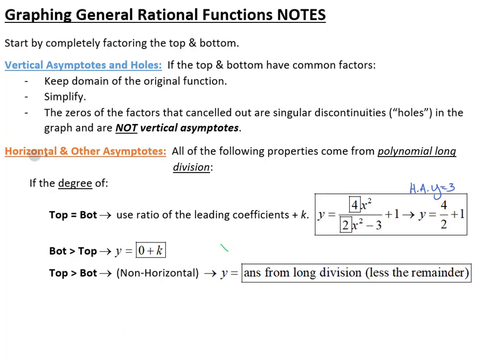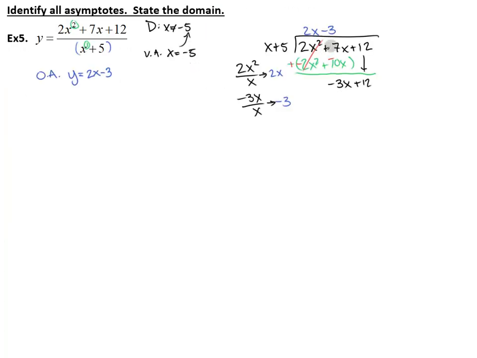Okay, the horizontal or other asymptotes, again, these rules all come from polynomial long division. If the top and bottom degrees are equal, we can look at the fraction in front of those biggest degrees, and then add or subtract k. If the bottom is the bigger degree, it defaults to 0, add or subtract k. And if it is top heavy by degree, like we did in that last example, you need to do long division, and y equals that function is the equation of your other asymptote.